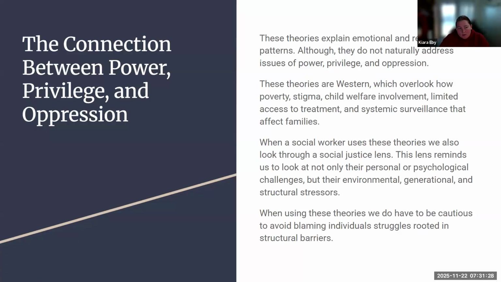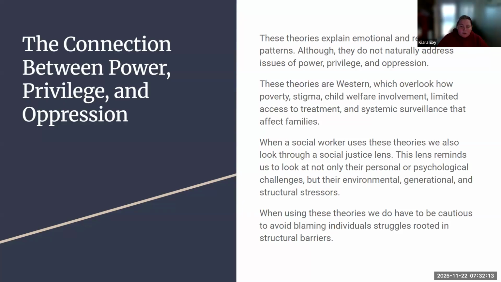For the connection between power, privilege, and oppression, the theories explain both the emotional and relational patterns, but they do not naturally address issues of power, privilege, and oppression. The theories are more Western, so they overlook poverty, stigma, child welfare involvement, and limited access to treatment and systemic surveillance that affect many of these families. When the social worker looks through the social justice lens, it helps remind them that it's not only personal and psychological challenges, but also environmental, generational, and structural stressors.